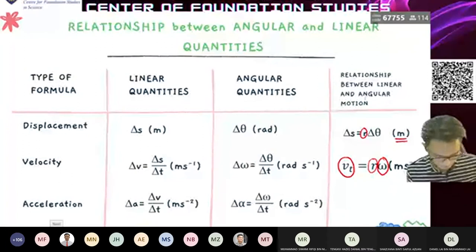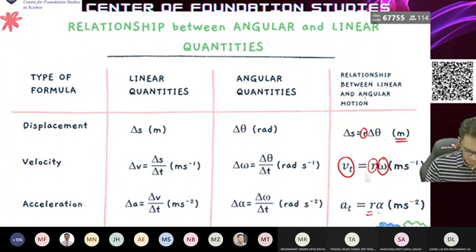And also the relationship is the same, we just divide the radius with the angular quantity. So if you look, you can see here, right? All angular quantities, this is angular, this is angular, this is angular. When you multiply with the radius, you will get the linear quantities.